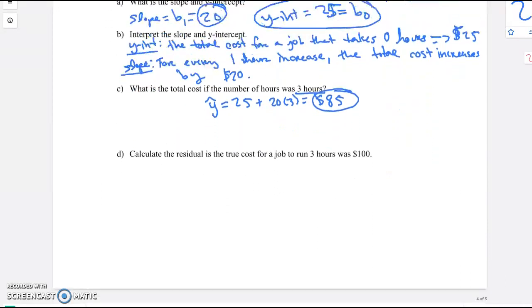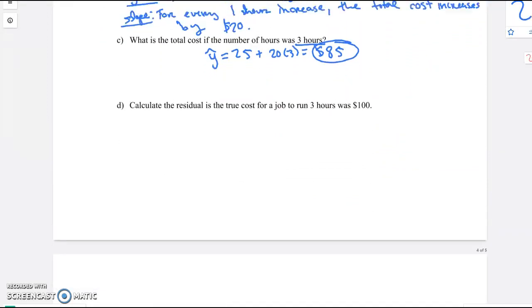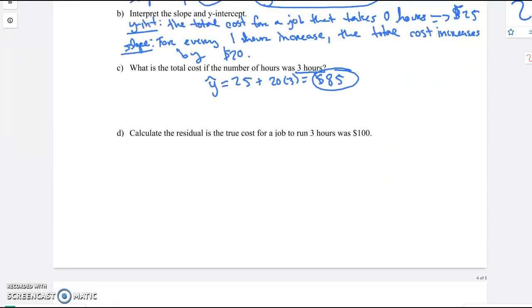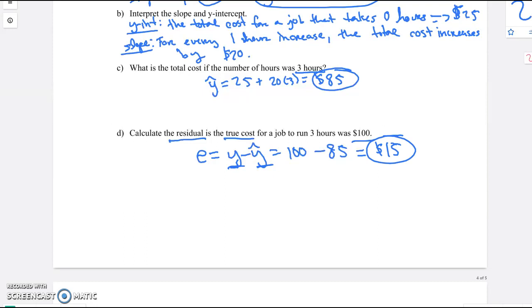It's just my predicted. Calculate the residual if the true cost for a job to run 3 hours was $100. Okay, so now remember residual, right? Residual is going to be e equals y minus y hat. My y in this case, remember, is the true value. So the true cost is 100 minus my predicted value. Well, the predicted one was 85. So how far was I off in this case? I was off by $15. So my residual now is $15.